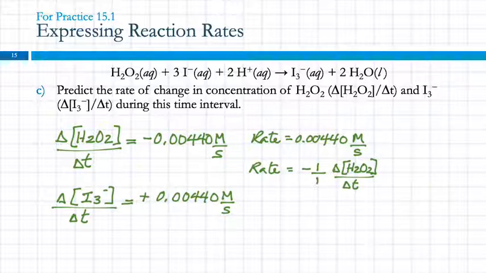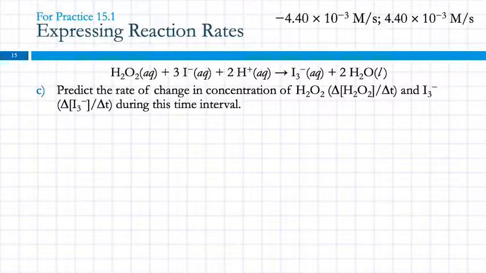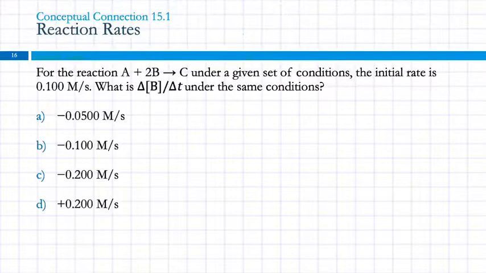Any other questions? Yeah, so there's the answers up there. So the rates are the same, they're just opposite in sign, because one's coming and one's going. So this is a conceptual connection problem, and these problems are straight out of your textbook. This is one that we really shouldn't have to get out the calculator for.